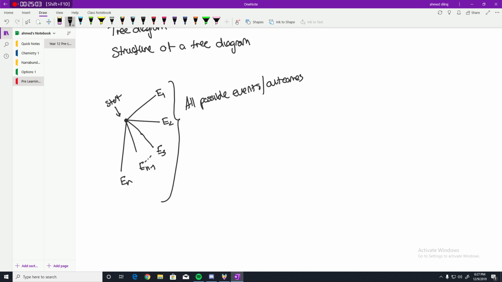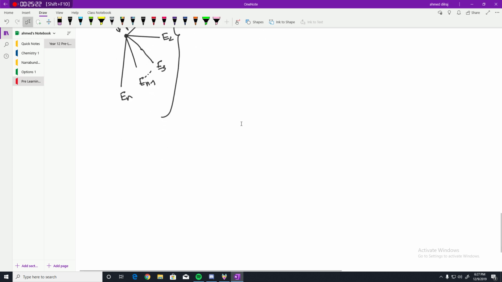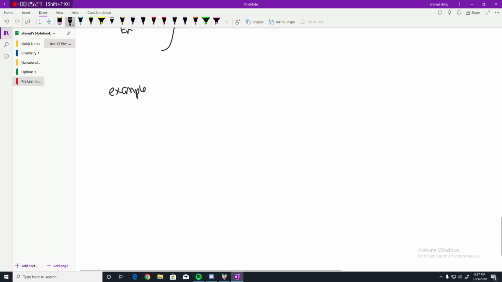Now, on the branches of the tree diagram, it's super important to write the probability of each of them occurring, right? Probability of occurrence. So the probability of each of these events occurring is super important to write on the branch of them, and I'll explain why in a little bit. But for now, let's just practice drawing some tree diagrams. So let's do an example. Let's do a coin toss. Whoops. I always write coin toss as one word for some reason. Coin toss. All right?